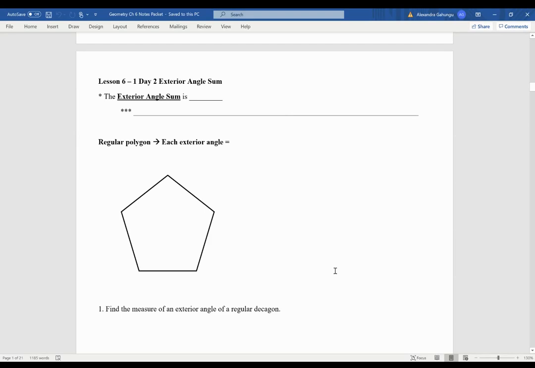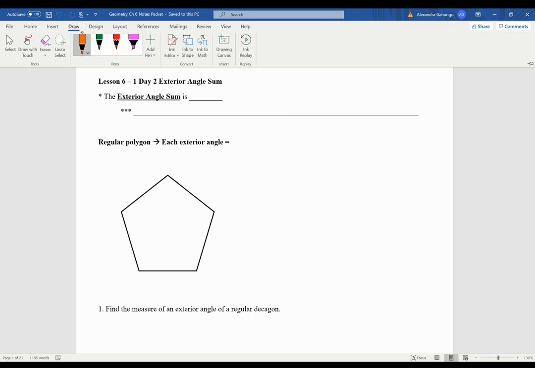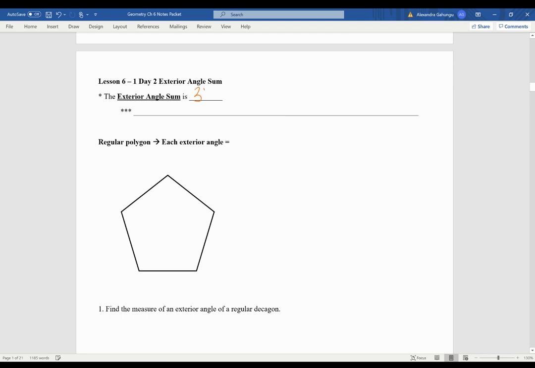Okay, here's day 2 of our first section in chapter 6. We're starting with exterior angles in a polygon, and the sum of your exterior angles for any polygon is going to be 360. So this works for every polygon, no matter how many sides.